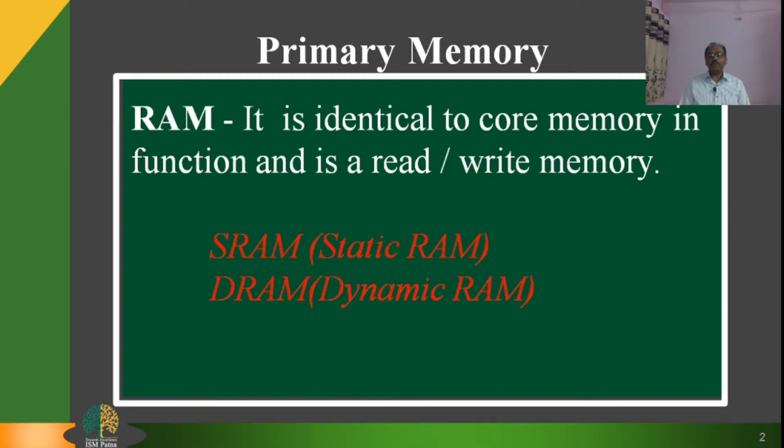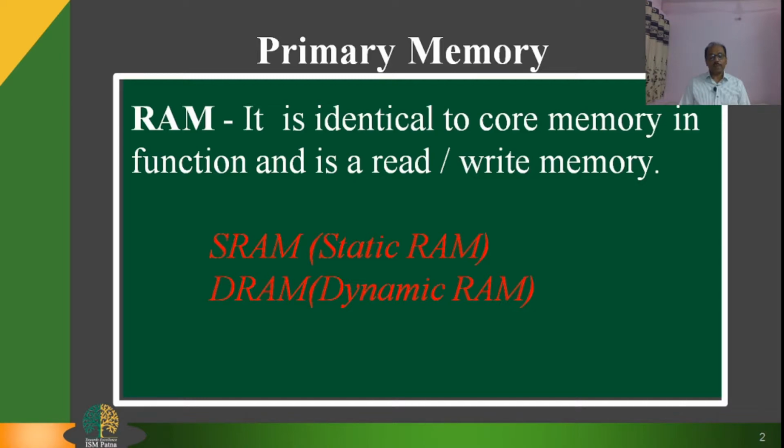There are two types of RAM. One is called static RAM, in short SRAM. It retains stored information as long as the computer is working. Another one is dynamic RAM, in short DRAM. It loses its stored information in a very short span of time even though the computer is working.